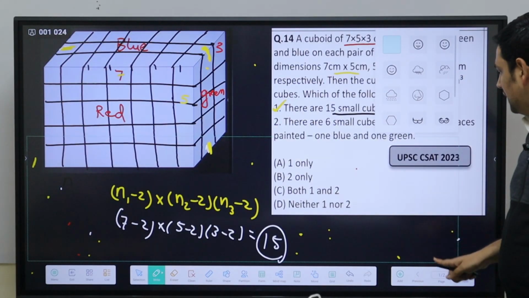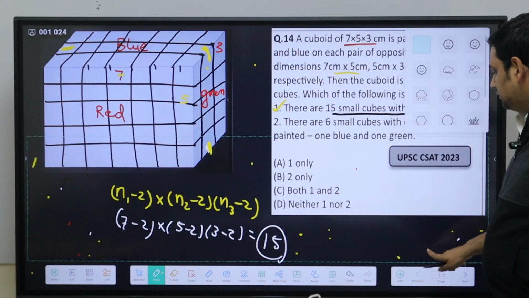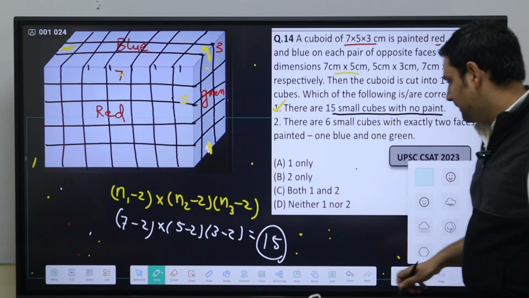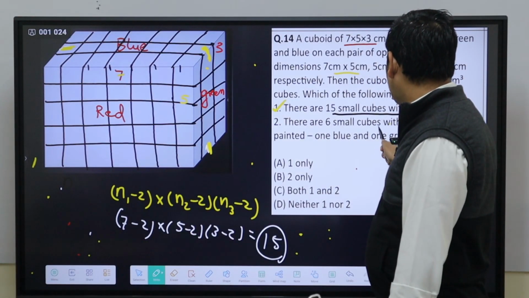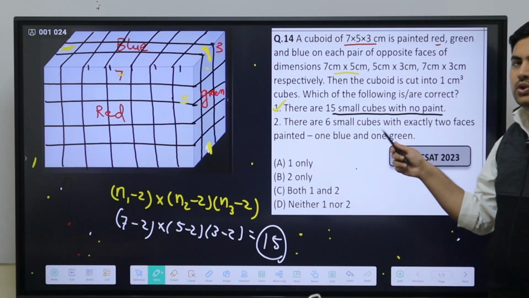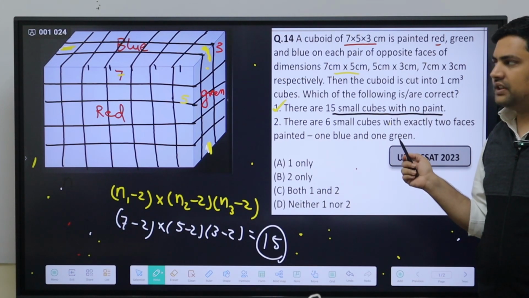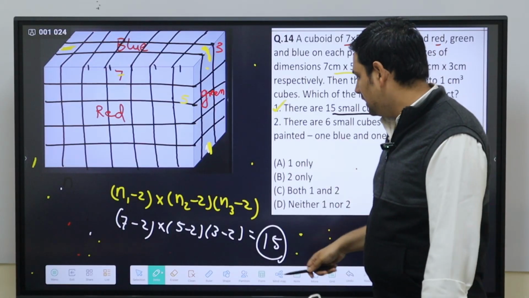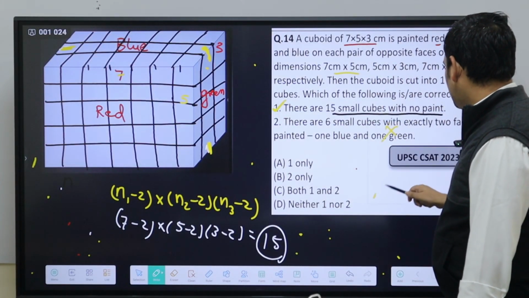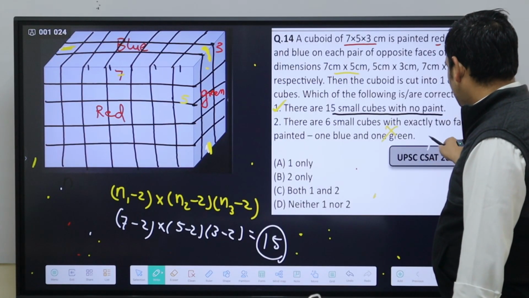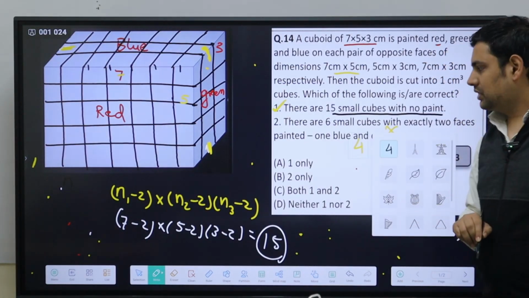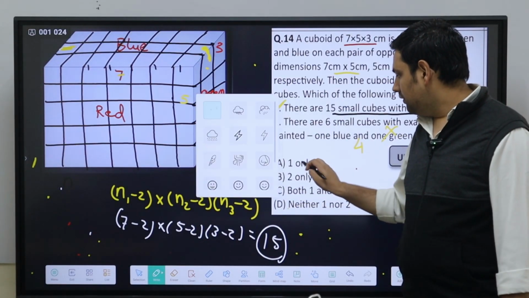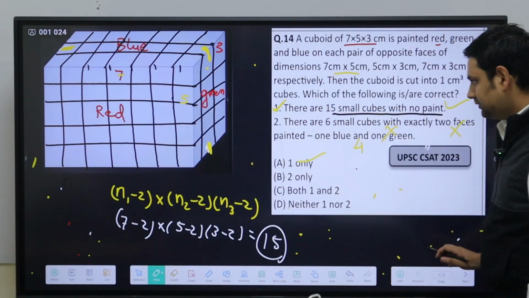Now, what does this statement say? This statement is saying that there are 6 small cubes with exactly 2 faces painted, one blue and one green. Is this correct? 6 small cubes? No. The answer is actually 1, 2, 3, 4. So this statement becomes wrong because it should ideally be 4 small cubes. So this statement is incorrect. First statement was correct. Answer becomes 1 only. That's it.